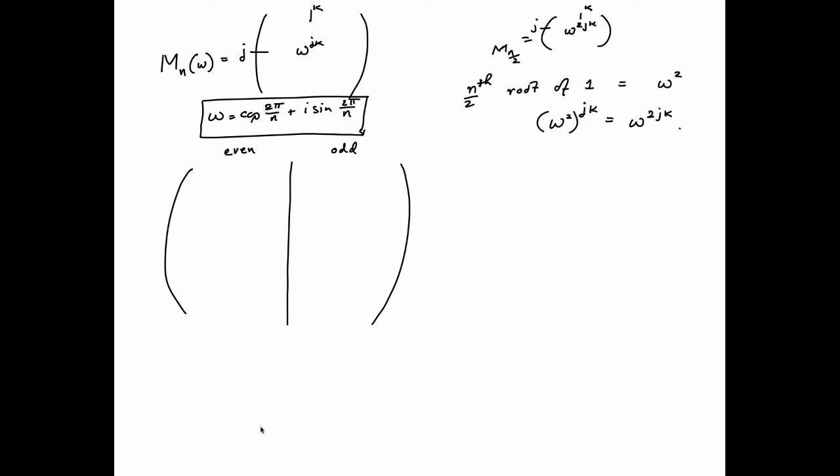Now remember, we can't just do that. In order to do that, we also have to rearrange the entries of the vector that we are multiplying it by, right? So we take the A vector and we move all the even entries to the top, and we move all the odd entries to the bottom.